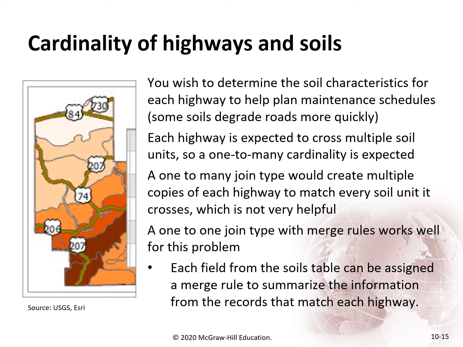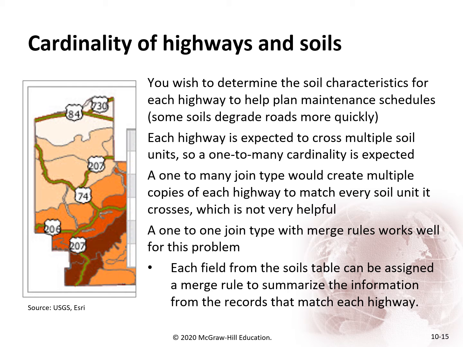Highways and soils, if you wanted to determine the soil characteristics for each highway and help plan maintenance schedules. Each highway is expected to cross multiple soil units, so it's a one-to-many exception. A one-to-many join would create multiple copies of each highway to match every soil unit it crosses, which really is not very helpful. A one-to-one join type with merge rules works for this problem.